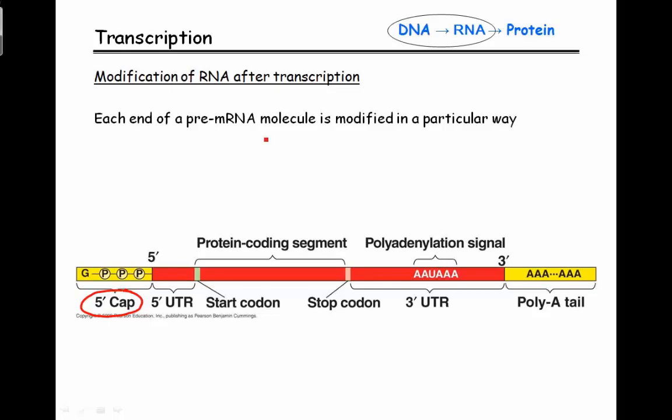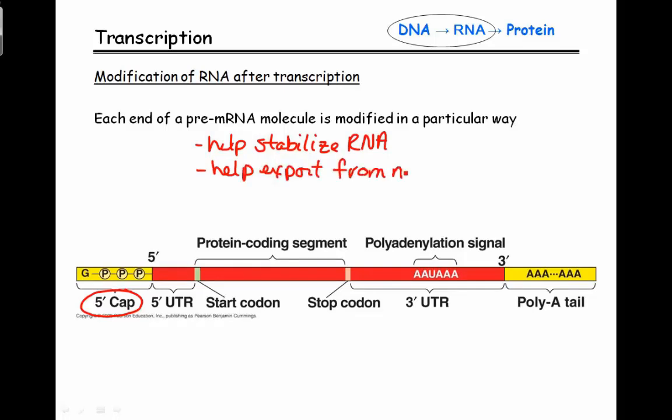Now, the reasons that we would add these are, first off, they're going to help stabilize the RNA molecule. If they help stabilize it, then it's going to last longer, which means we have a better chance of actually being able to utilize it inside the cell, or to read the information that's contained in it. The cap and the tail also help with export from the nucleus.